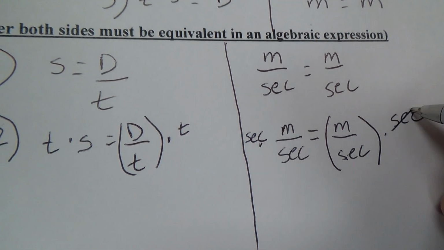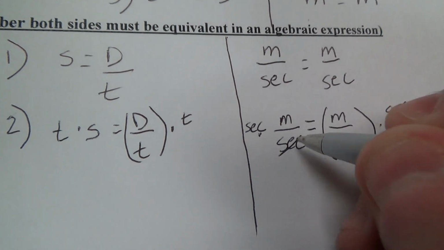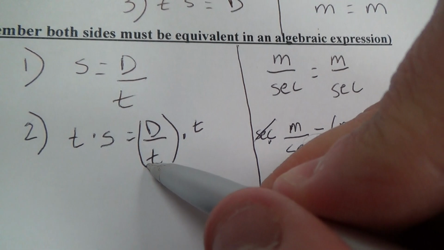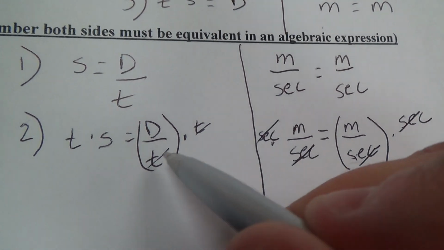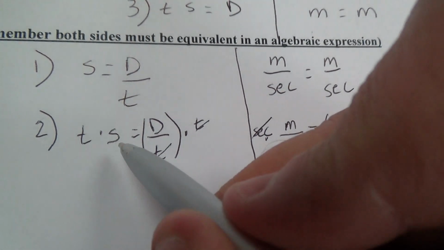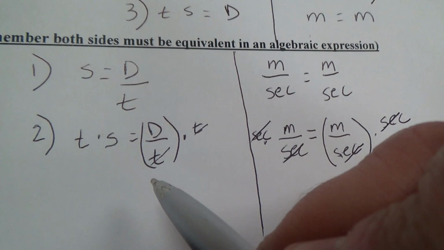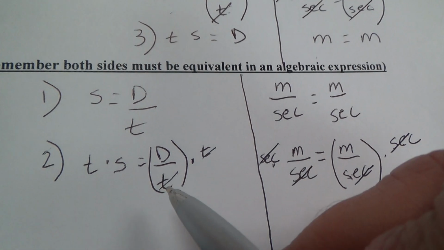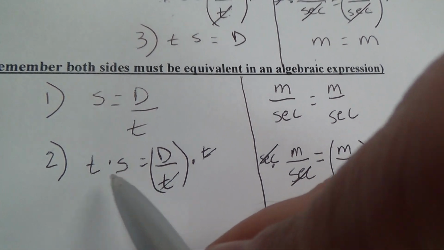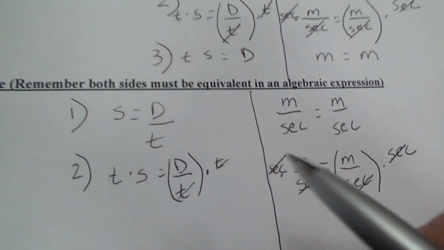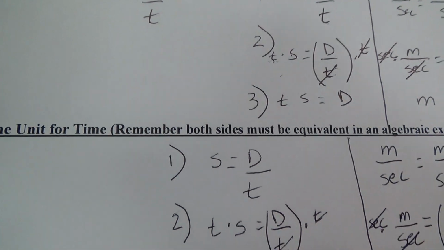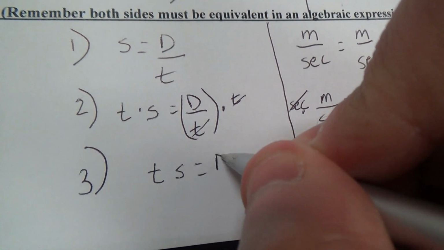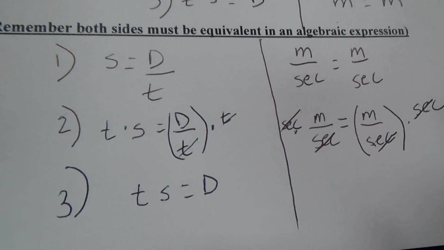Right? Look at this. Cancel, cancel, cancel, cancel. Just like I did over here. Time, time, second, second, cancel, cancel. You see what I mean? Now hold on. Good so far. So now we have meters per second and we got t times s. Now wait a minute. We want to keep the t there. So now step 3. We're left with t s equals d. You with me so far?